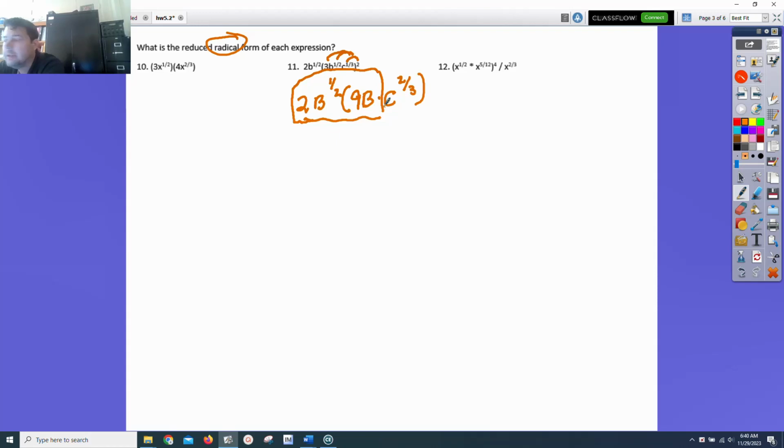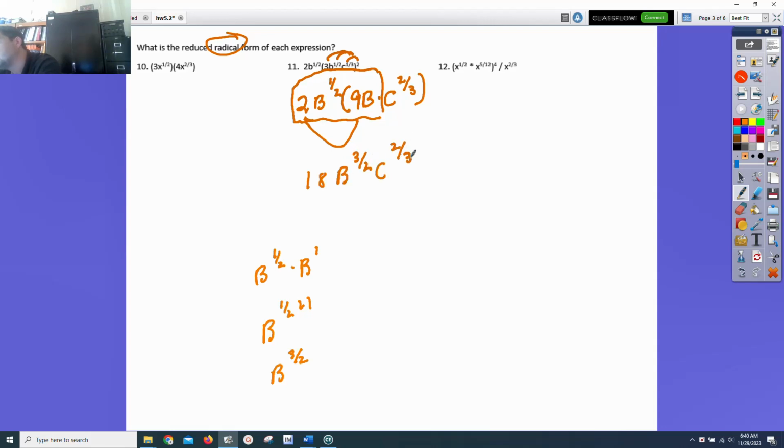2 and 9 are alike. I'm actually multiplying 2 and 9. That's 18. Now, when I think about b to the half times b, b has an understood 1 as an exponent. So the result has to be b to the 1/2 plus 1, which is b to the 3/2. Then we have this c to the 2/3 just sitting there all by herself.